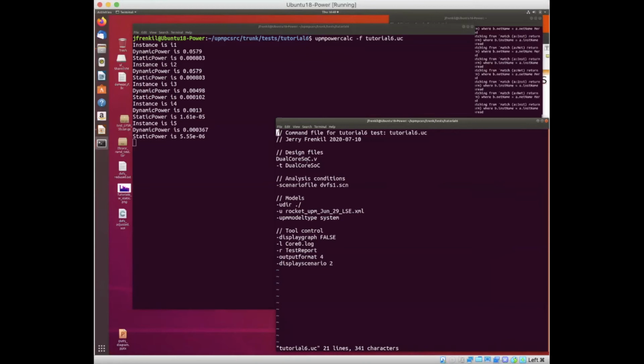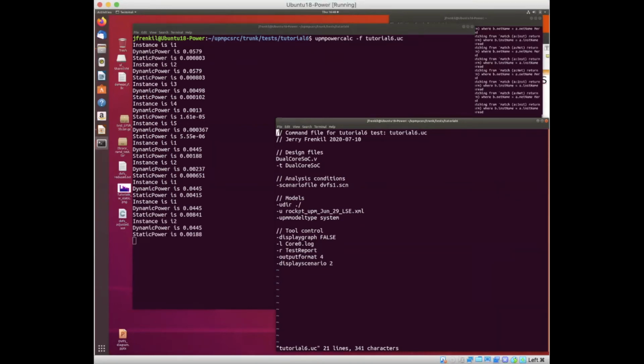That's the Verilog system-level description of the dual-core chip that we showed you earlier. Here we point to a scenario file that contains the DVFS information that we showed you as well earlier. We'll look at that more in a moment. Here we point to the models, the UPM models that are being used to analyze this chip for power, and then finally a few various PowerCalc tool commands.